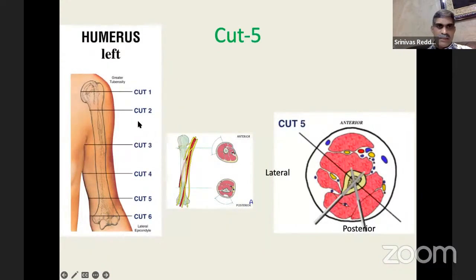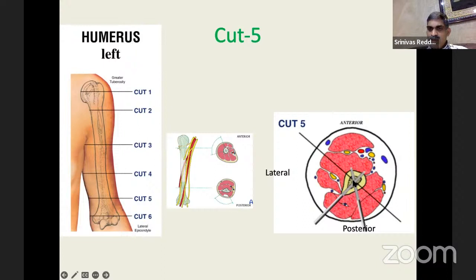And this is now cut 5. Cut 5 is the supracondylar region, and you see cut 5 is relatively a bit safer. Here you see this is the triceps, this is the long head of triceps, and this is the brachialis muscle. This is the biceps brachii, and this is the radial nerve.